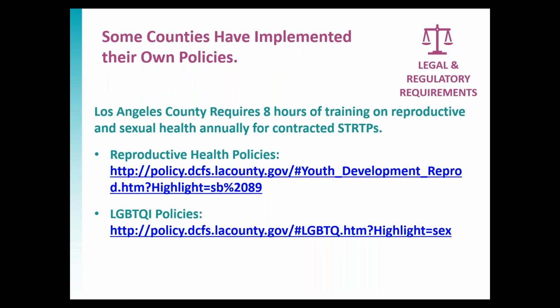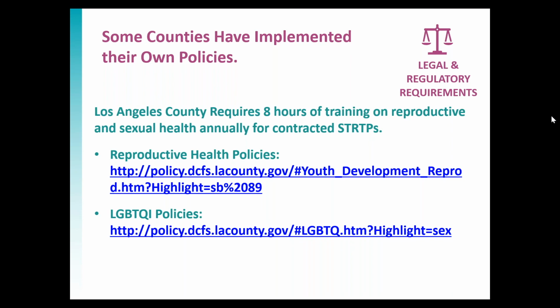So that was just a taste of some of the changes that have happened at the state level, both in state law and in state regulation. But it's also really important to make sure that folks take a look at county policies. For example, some counties have implemented their own policies and their own requirements related to sexual and reproductive wellness and obligations of STRTPs to meet certain standards of care.